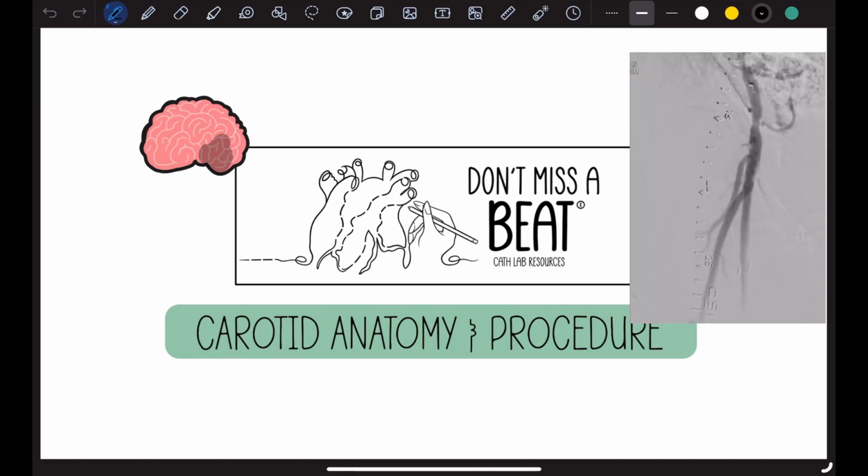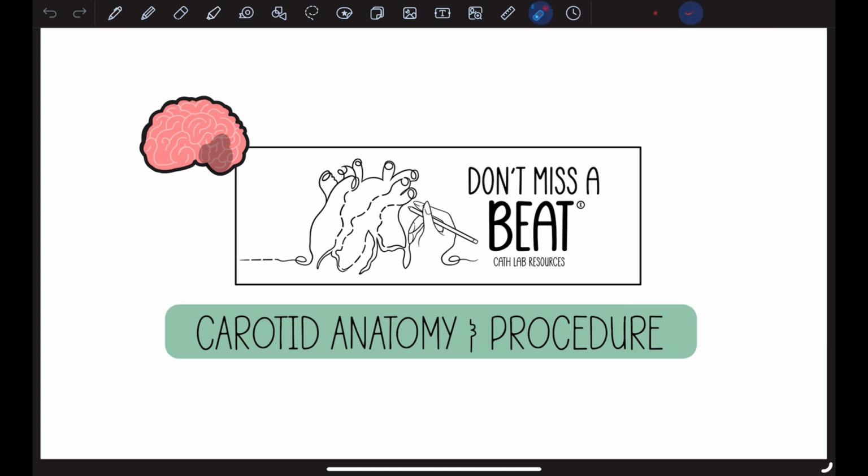Up next, after we did some of the leg anatomy, we're going to go into carotid anatomy. Now, I'm going to be really specific. I'm talking from a cath lab perspective. So this is more in the realm of just vascular work where we're looking for carotid stenting, carotid interventions.